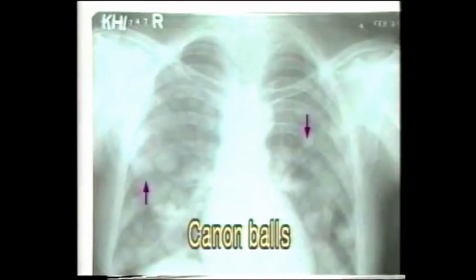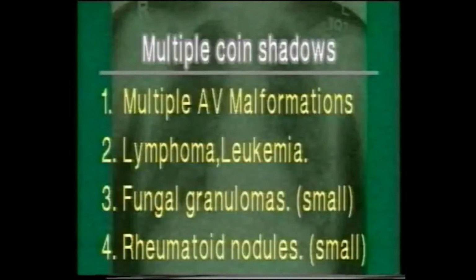This is another X-ray showing multiple cannonballs. Multiple rounded opacities varying in diameter from a few millimeters to centimeters are diagnostic of this condition. In close-up view, note the multiple metastases in the right lung and now in the left lung. Multiple rounded opacities may also be seen in conditions like multiple AV malformations or hamartomas, lymphoma, rheumatoid arthritis, and fungal granulomas.